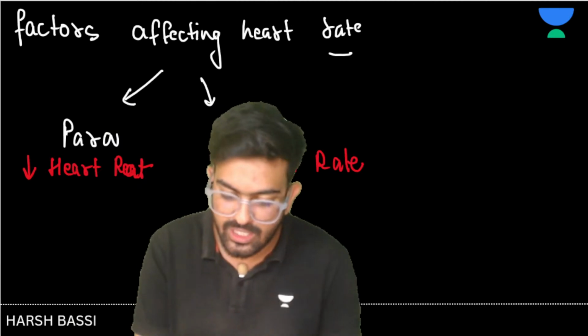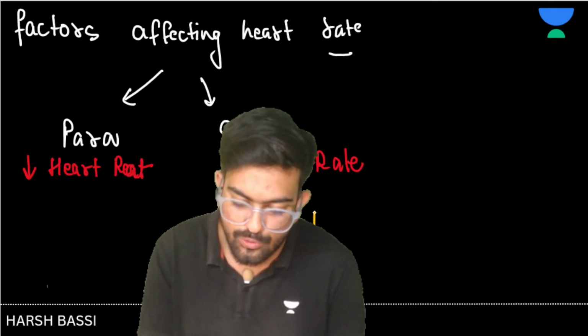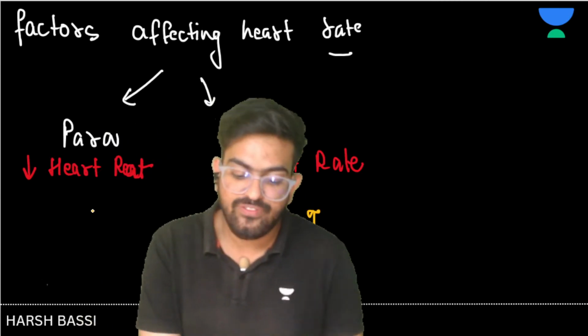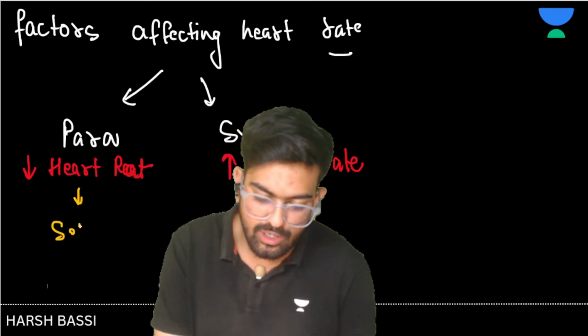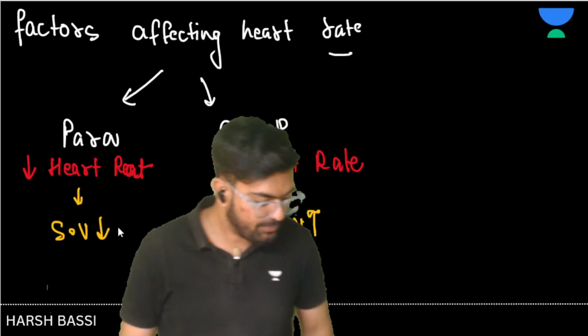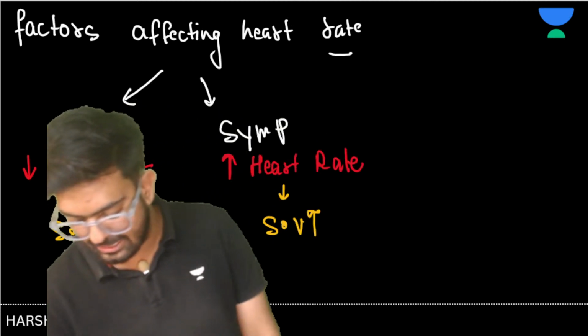If the heart rate is increased, stroke volume will also increase. And if the heart rate is decreased, stroke volume will also decrease. Yes or no? Bachcho? Chalo, great.